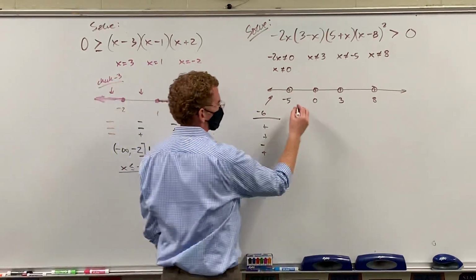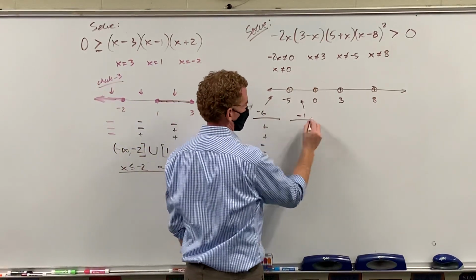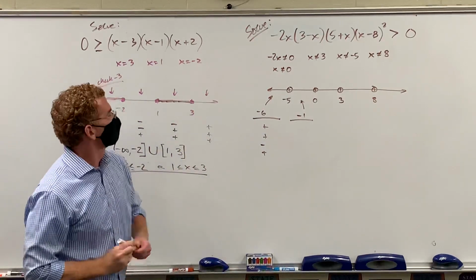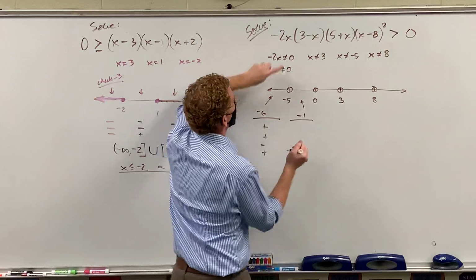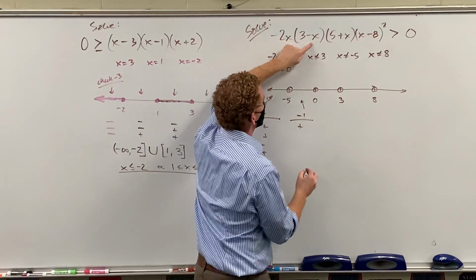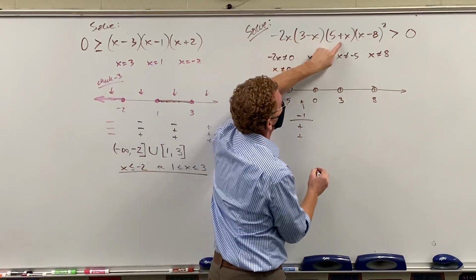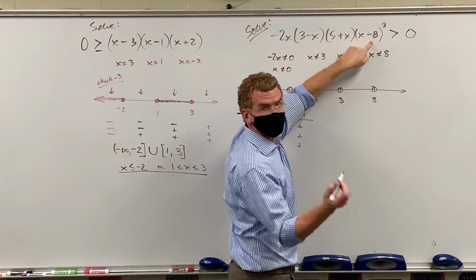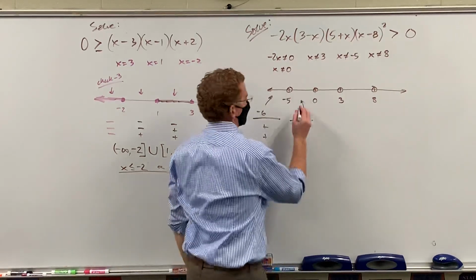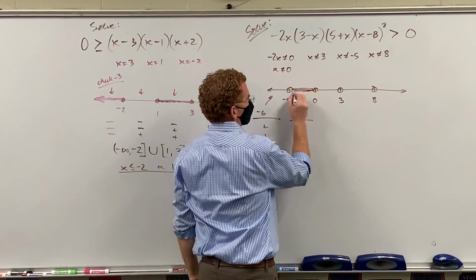What about here? What's a good number to check? -1. If I plug a -1 in this first expression, what does that give me? Plus in that right there. -1 there. Plus -1 there. Plus -1 in there. Plus. A negative square, which is plus. So I got nothing but pluses. That must be plus. I'm definitely shading this.